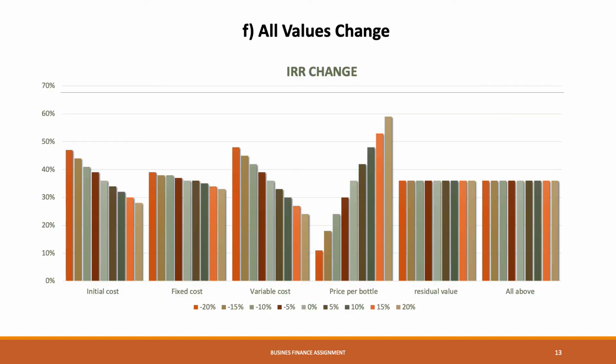So this is the graphical representation of the IRR change that we saw in the previous table. So for the initial cost, it is constantly decreasing. For the fixed cost, it is decreasing. For the variable cost, it is decreasing. But for the price per bottle, it is continuously increasing. And for the residual value and all values combined, it is constant. So there is no change in residual value and all combined values. But for the price per bottle, it is continuously increasing.